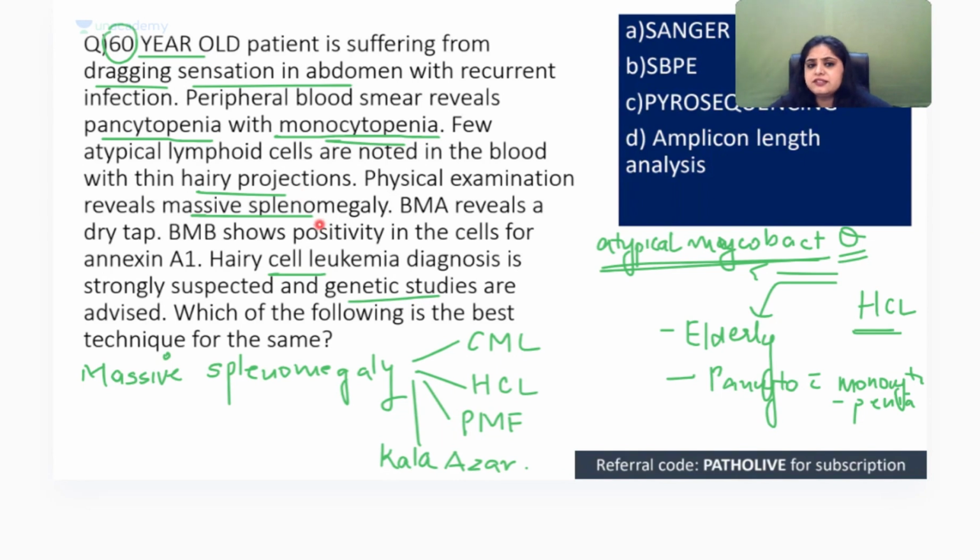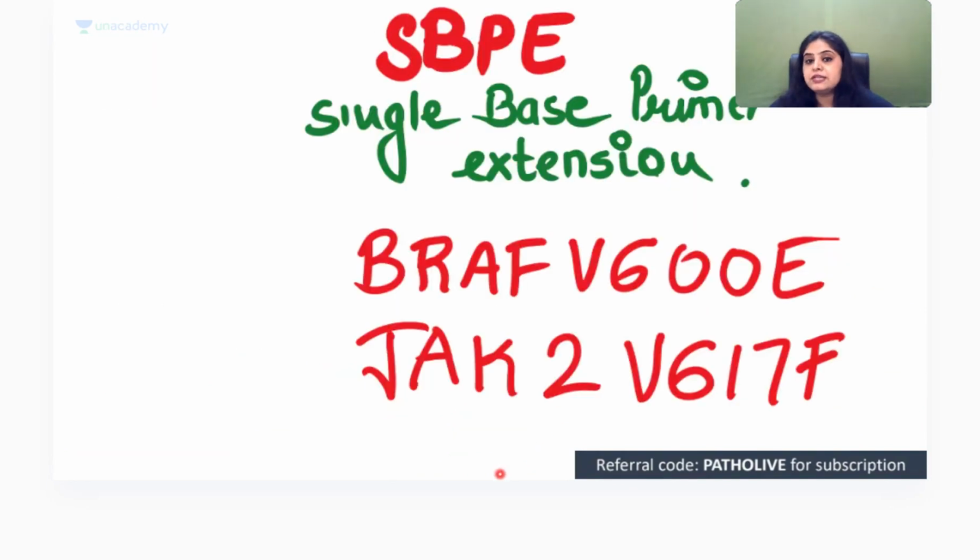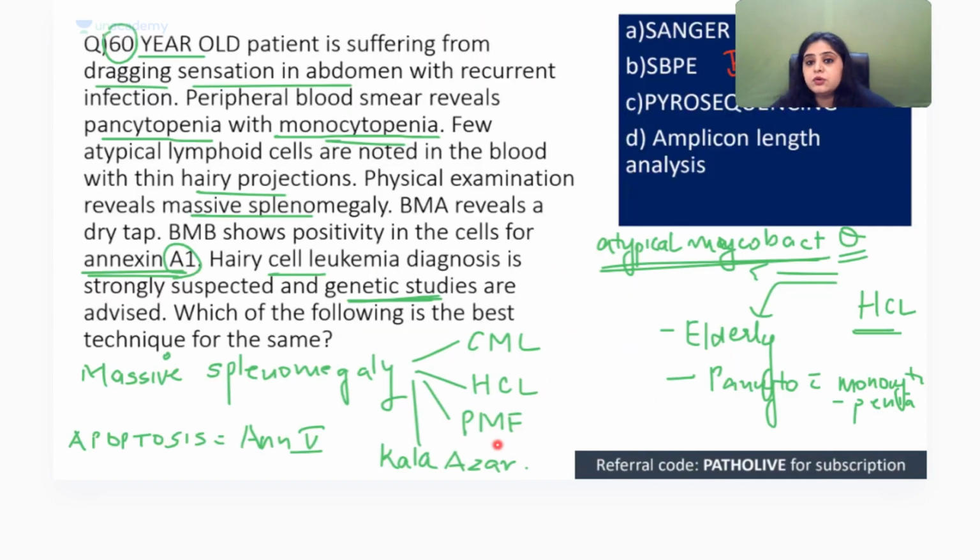Now you know everything. Hairy cells are seen, it is hairy cell leukemia. The marker of hairy cell leukemia is annexin A1, and the marker of apoptosis happens to be annexin 5. For hairy cell leukemia, annexin A1. What are the genetic studies of hairy cell leukemia? All hairy cell leukemia, 100% of cases, show you the BRAF V600E mutation. So I know exactly which codon I have to go and target. When I know the single base that I have to target, I use single base primer extension. That's what the answer was.